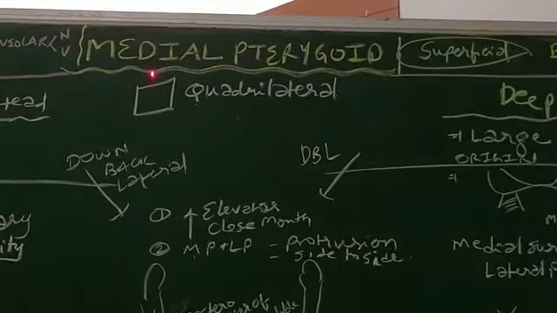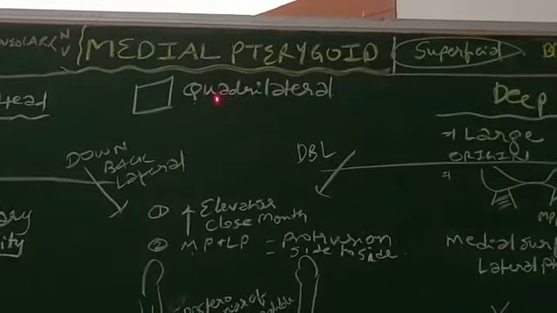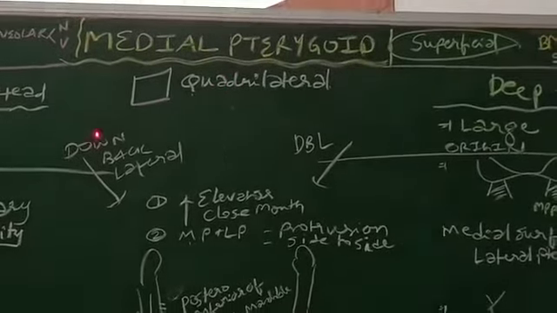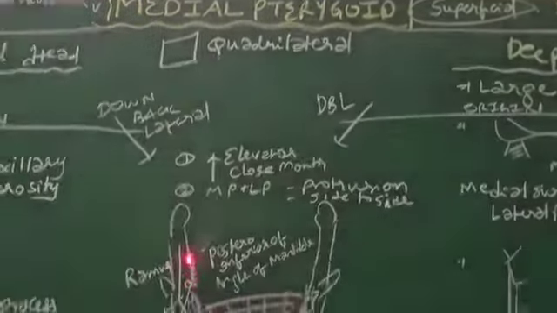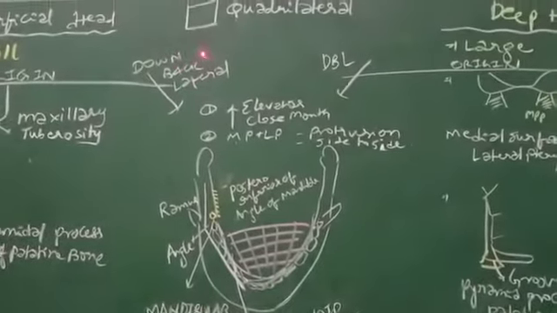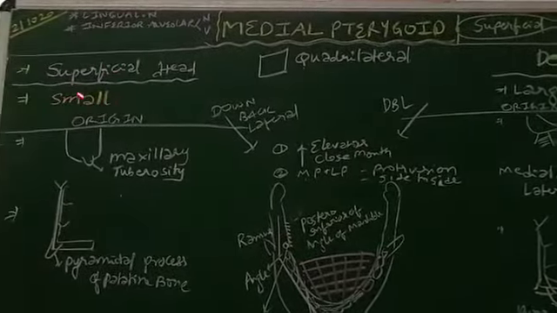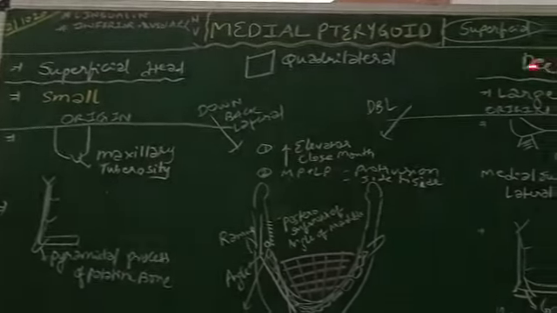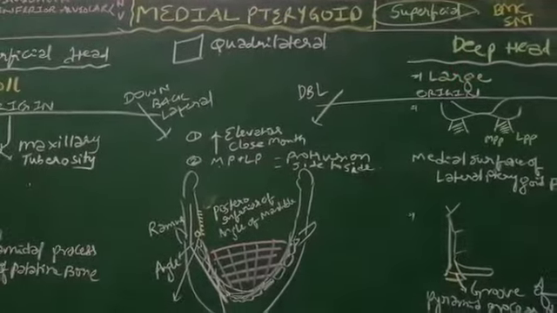Medial pterygoid is a quadrilateral muscle which goes from the base of the skull till the level of the angle and ramus of the mandible, that is the origin and insertion. If you take the heads, it has a smaller superficial head and a larger deep head.